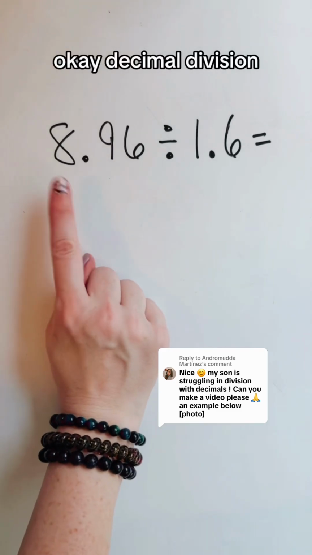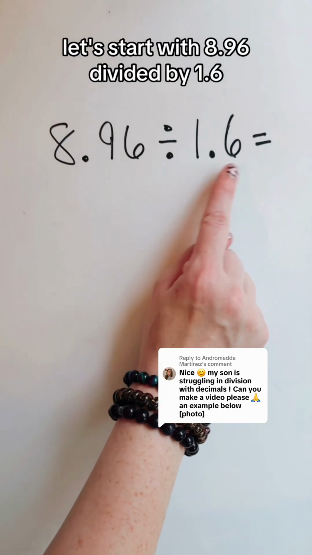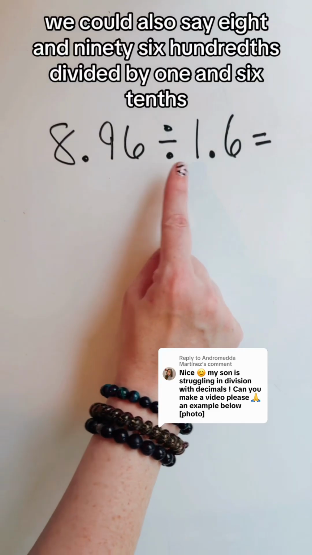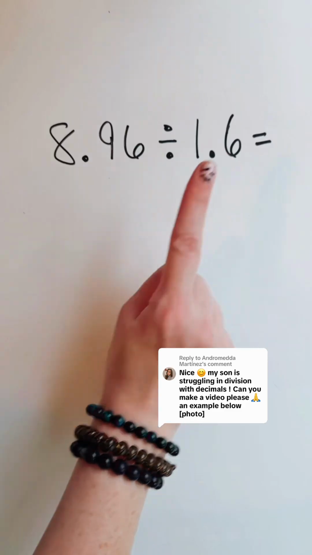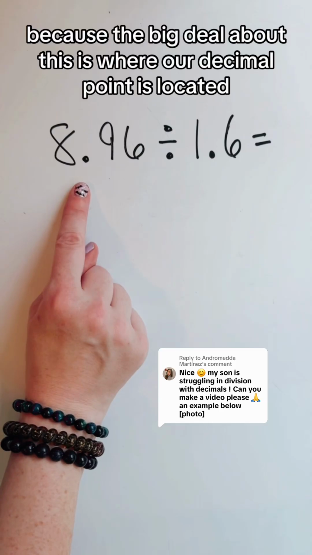Okay, decimal division. Let's start with 8.96 divided by 1.6. We could also say 8 and 96 hundredths divided by 1 and 6 tenths. But let's just stick to point because the big deal about this is where our decimal point is located.